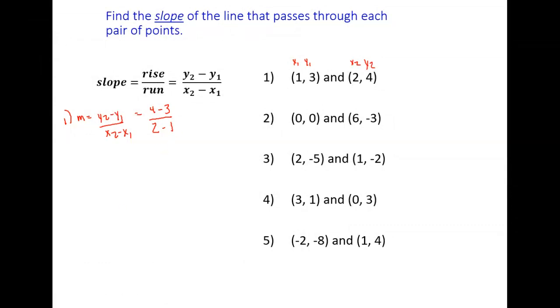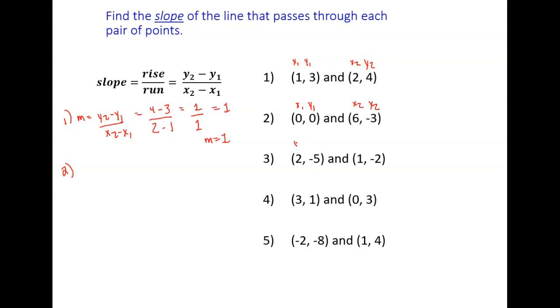Back to this one. Okay, so we have our y2 of 4, our y1 of 3. So we have 4 take away 3, and then we have 2 take away 1. So 4 take away 3 is just 1, 2 take away 1 is 1. So I have a slope of 1. So we say m is equal to 1, or you can just use the word slope is equal to 1. That's fine too.